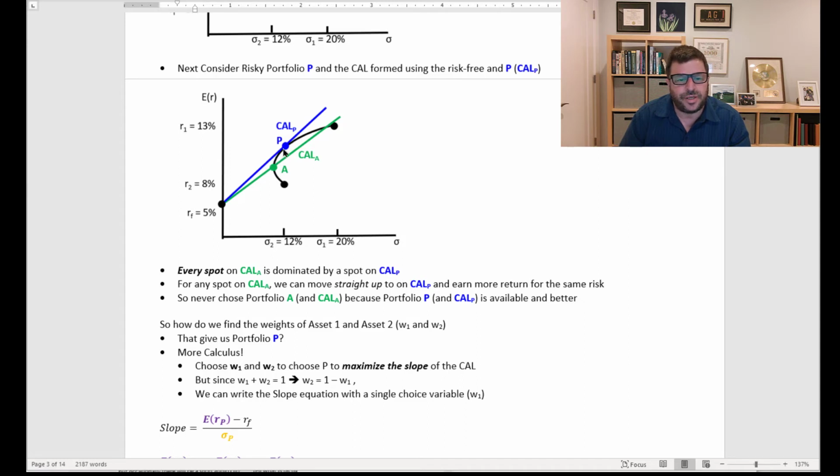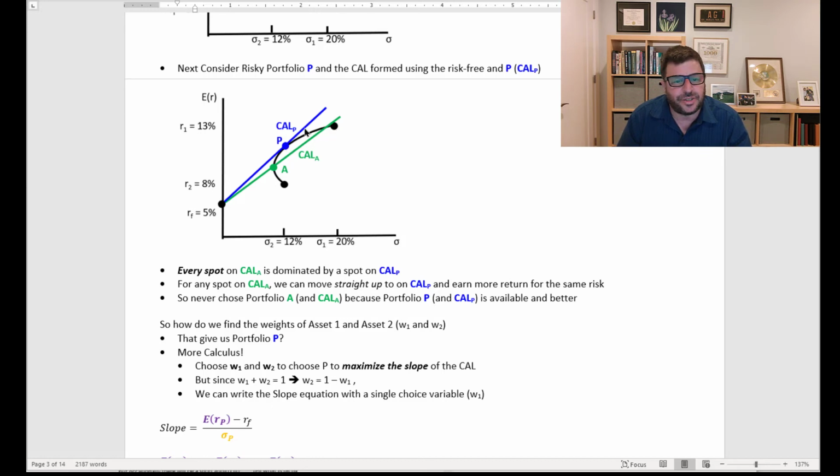What I would do is choose the allocation between asset 1 and asset 2 that puts me here at portfolio P. And now I can allocate anywhere on the blue line, which is better than anywhere on the green line. So every spot on CAL A is dominated by a spot on CAL P. For any spot on A, we can move straight up onto the blue line and earn more return for the same risk. So therefore, we would never choose A when P is available, and it is available. So here's the big question. How do we find P?